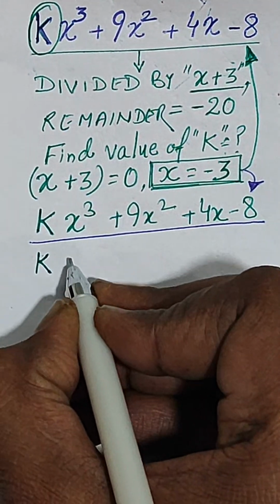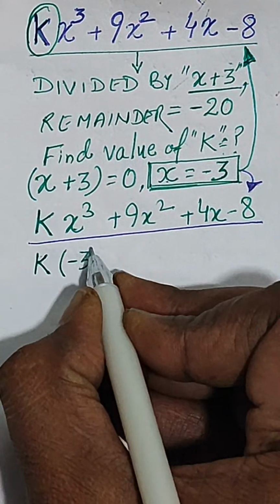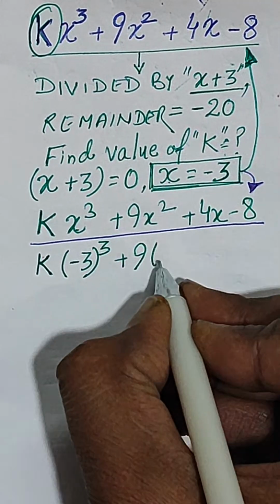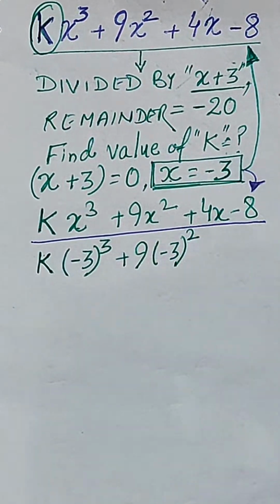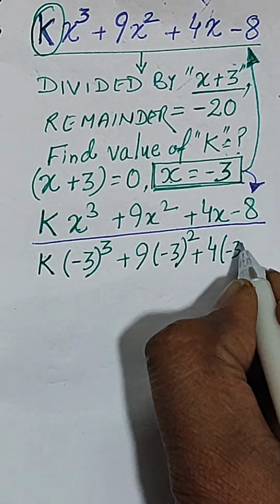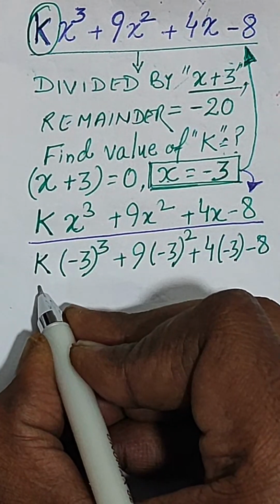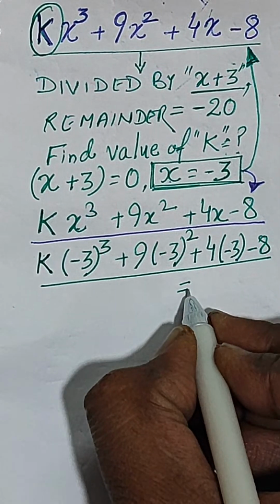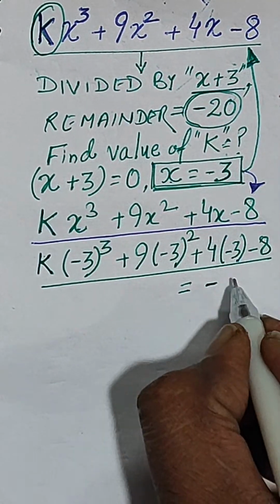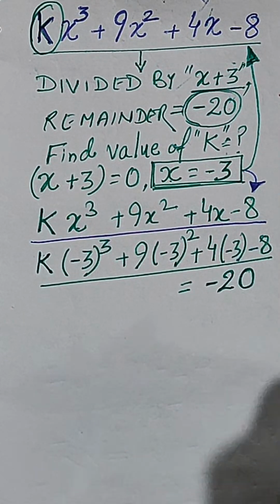k remains a variable and the value of x is known to you, just put it over here, plus 9 times minus 3 whole square plus 4 times minus 3, then in the last it's minus 8, and all this will be equal to the remainder which is given to you, that is what? Minus 20. I hope you got this step, right?